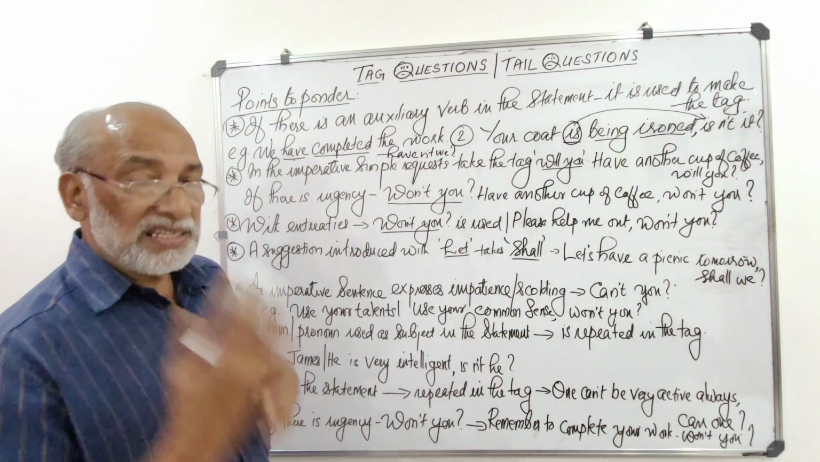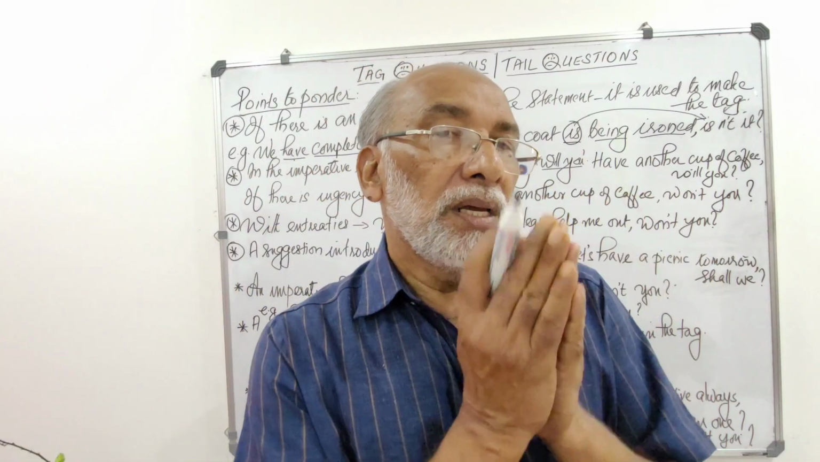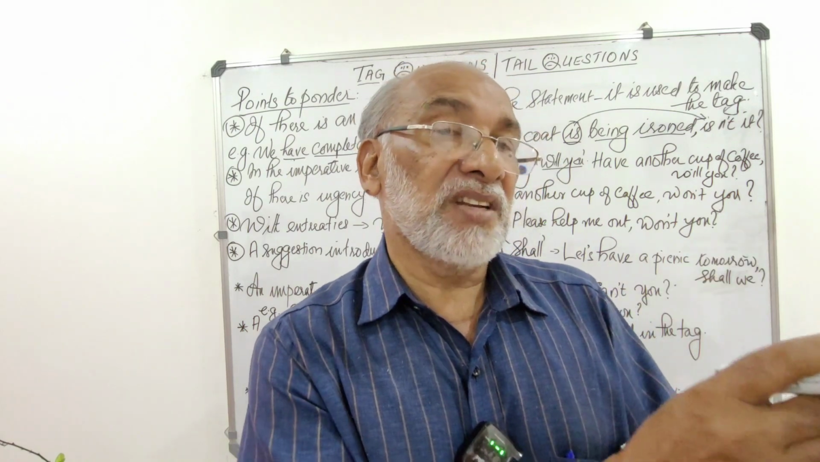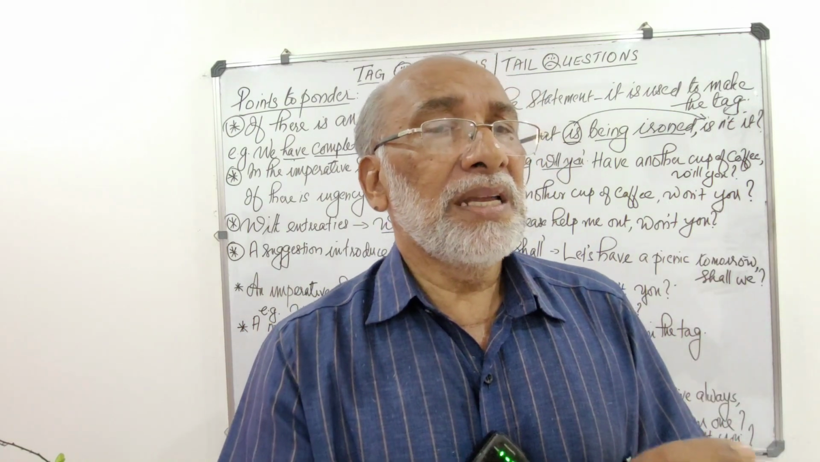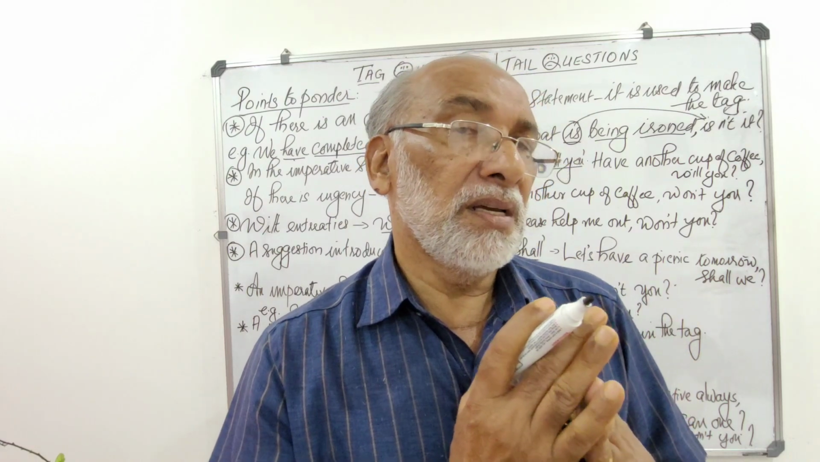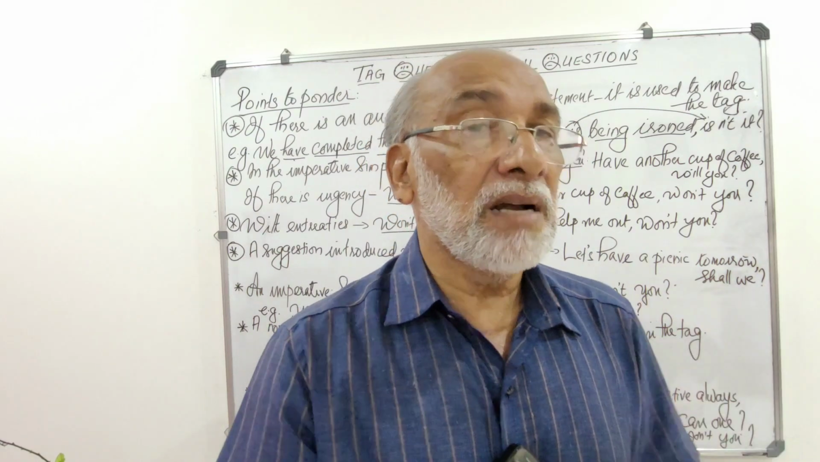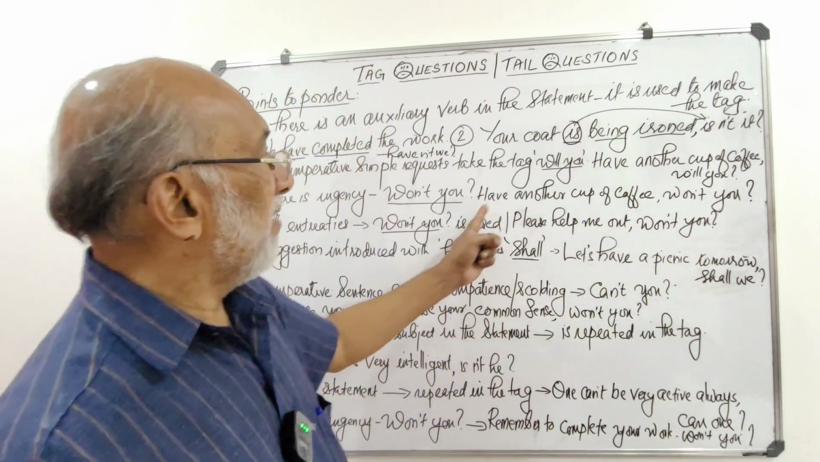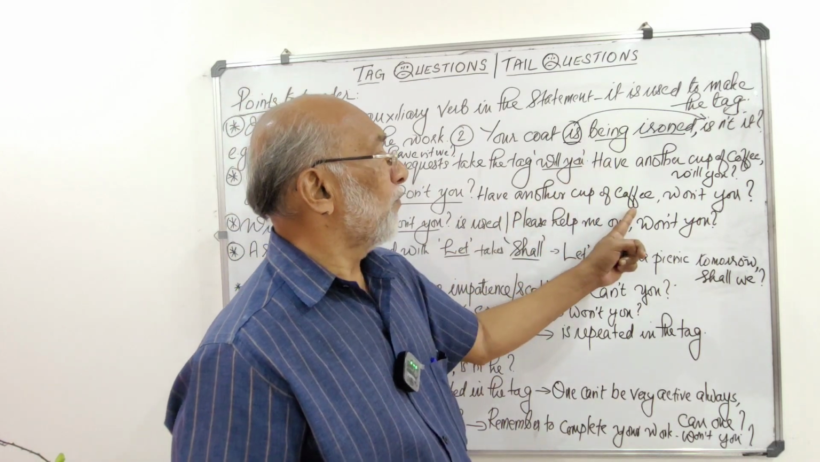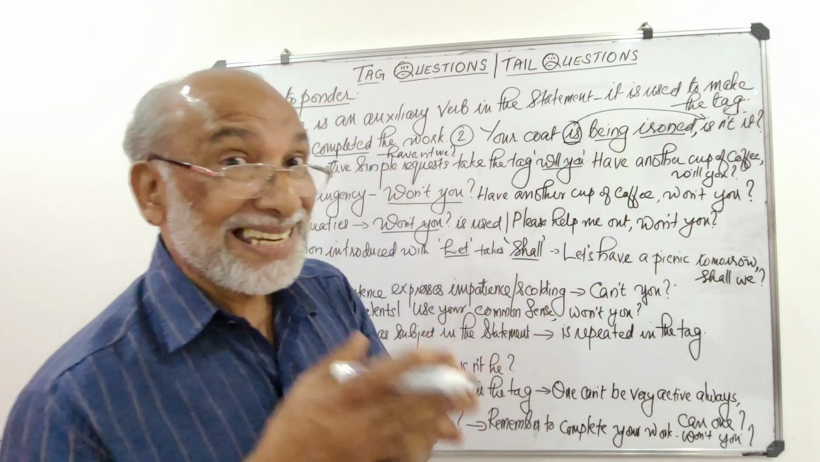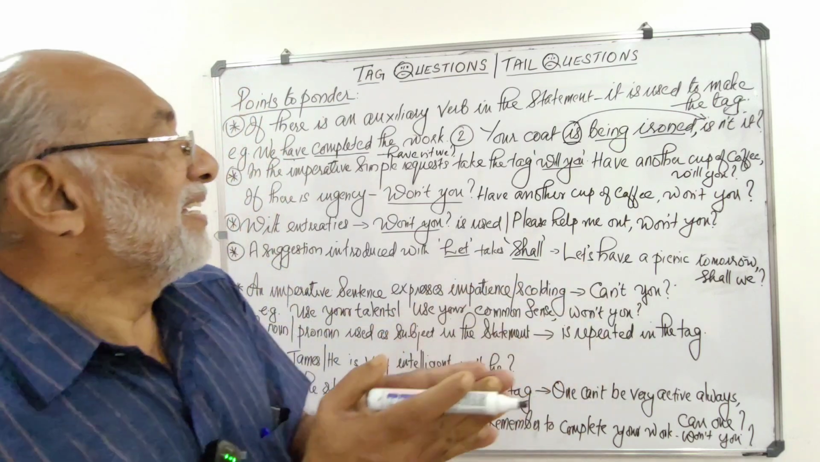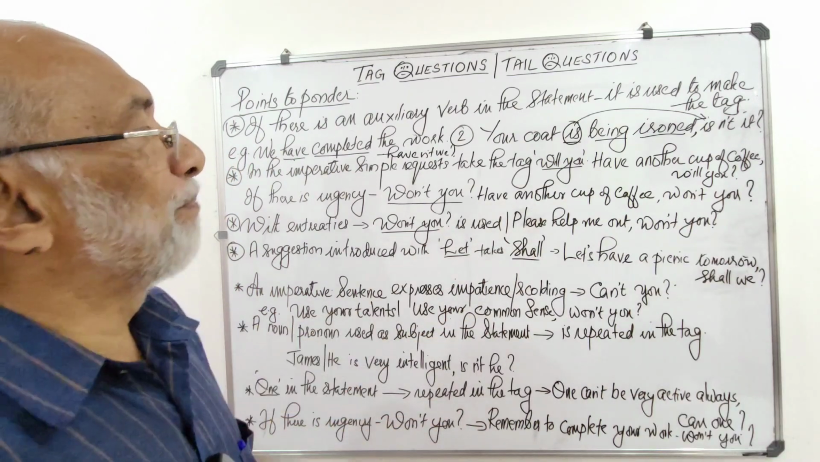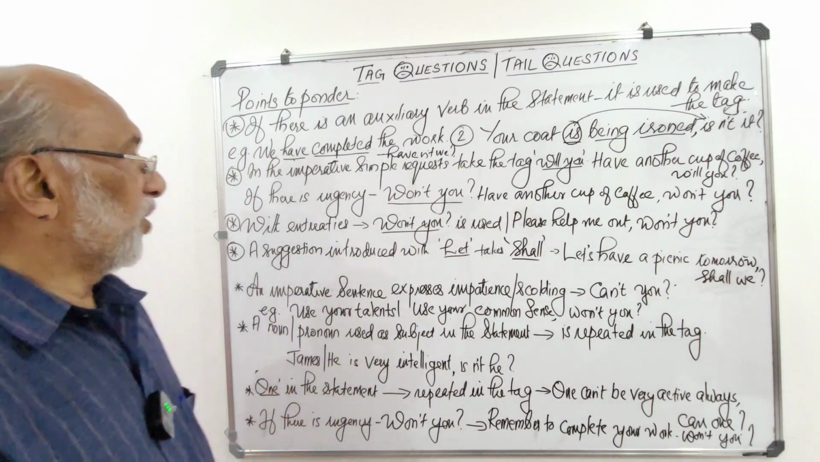And if there is an urgency, for example, suppose the person to whom the coffee is offered is tired after a long walk or a journey, or he is very thirsty, you feel that he needs another cup of coffee. In that situation, you can add the tag won't you. The same sentence, have another cup of coffee, won't you. That means if there is an urgency. If you feel that another cup of coffee is needed, then you use the question tag won't you.